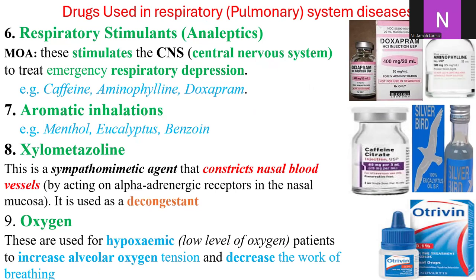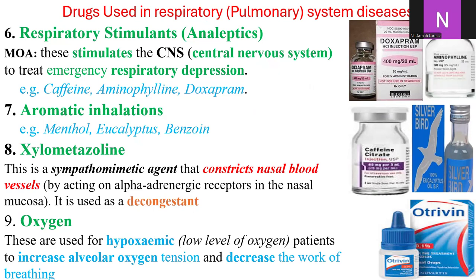Then we have xylometazoline. Xylometazoline is described as a sympathomimetic agent, basically meaning it acts on the adrenergic receptors, and it acts by causing the constriction of the nasal blood vessels. And by doing so, they take the blood vessels away from the surface of the mucosa, leading to the dryness of the phlegm at that point. So they are also described as decongestants, and they work on the alpha adrenergic receptors.